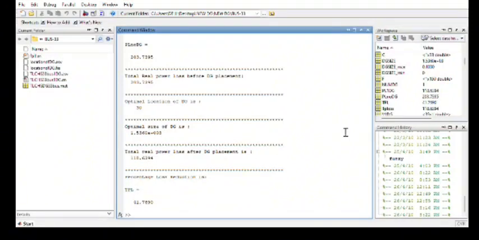These are the values obtained by the results. This is the total real power loss before DG placement, and this is the optimal location of DG. As we consider placing only a single DG, the optimal location of placement of DG is near 30, and this is the optimal size of DG, and this is the total real power loss after DG placement. Here we can observe the difference before and after placement of DG, and this is the percentage of loss reduction.